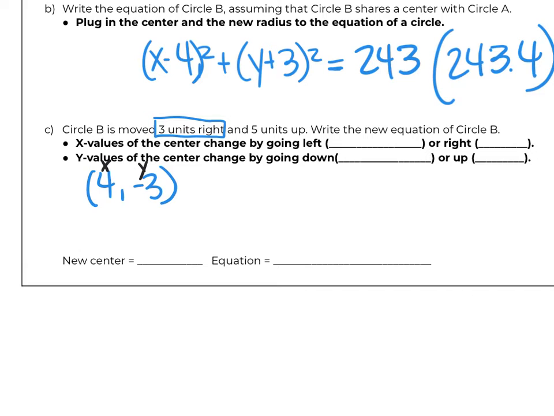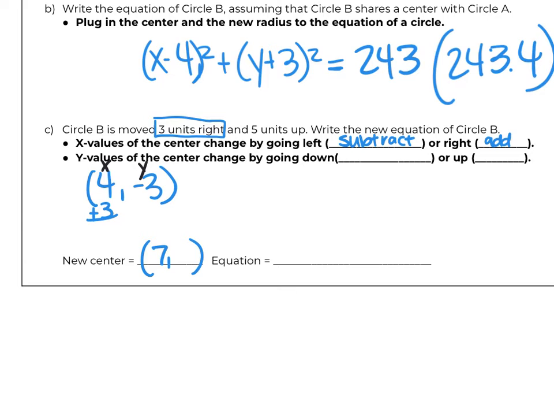So think about a graph. X value or y value? X. And if I move to the right, so on a graph, is right the positives or negatives? Positive. So if you read this first line, x values of the center change by going left, you would subtract. If they go right, you add. So we are going to add 3 to which number? The 4. So my new center has an x value of what? 7.